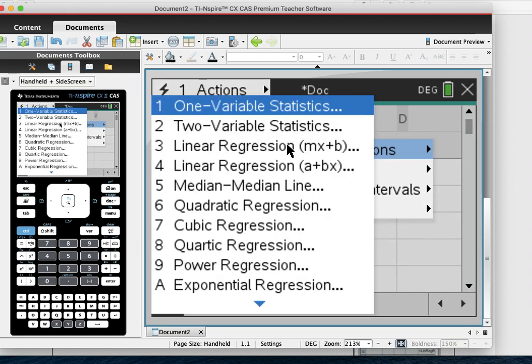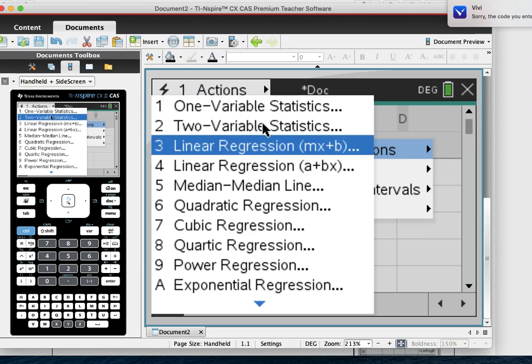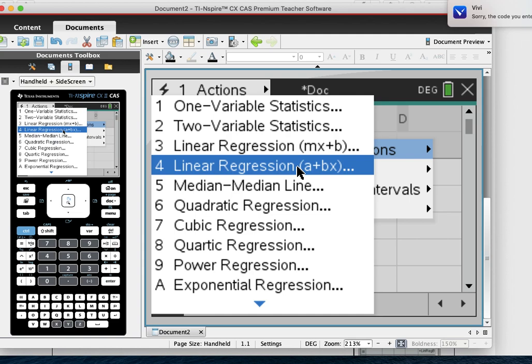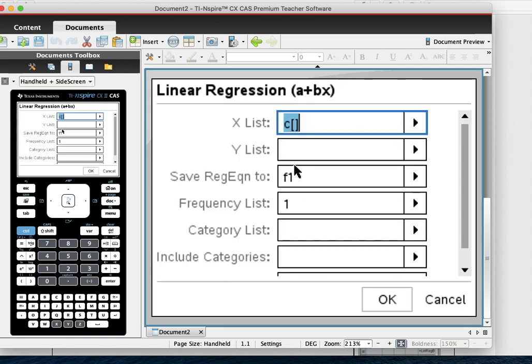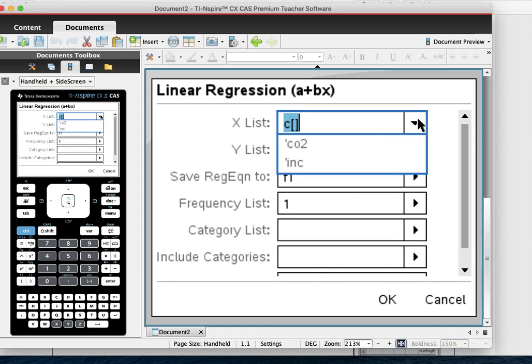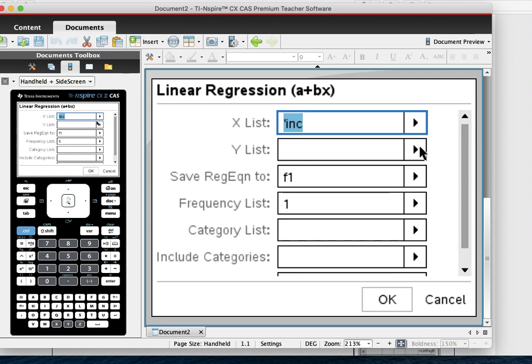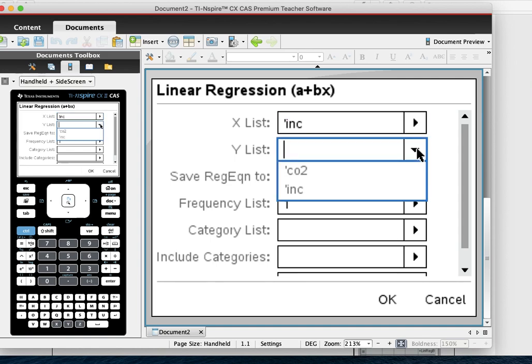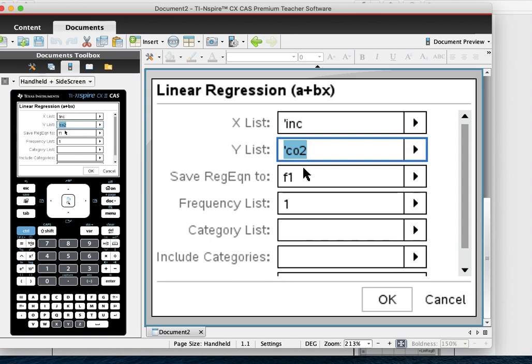It's very similar to where we were getting our mean and median, but now when we have two lists, what we do is we go to the A plus BX. So we're actually finding a relationship between those two. When you go into that, you then get a menu that says, what is your X list? So you have to select your explanatory variable, and then you get a selection of what your Y list is. So you put your response. So I've put income into X list, carbon dioxide into Y list, and I click OK.